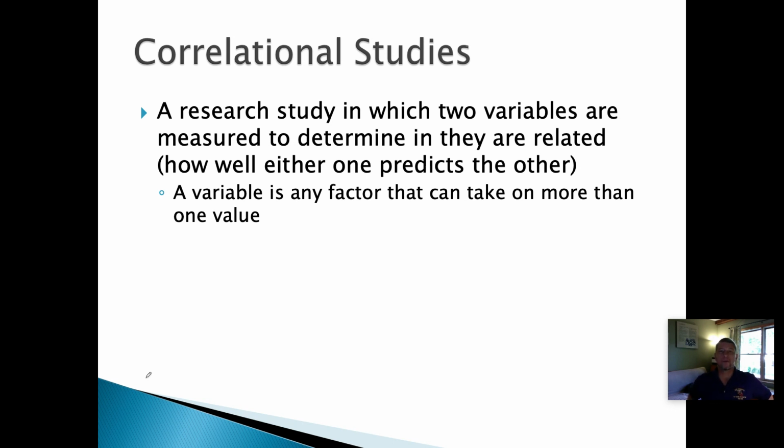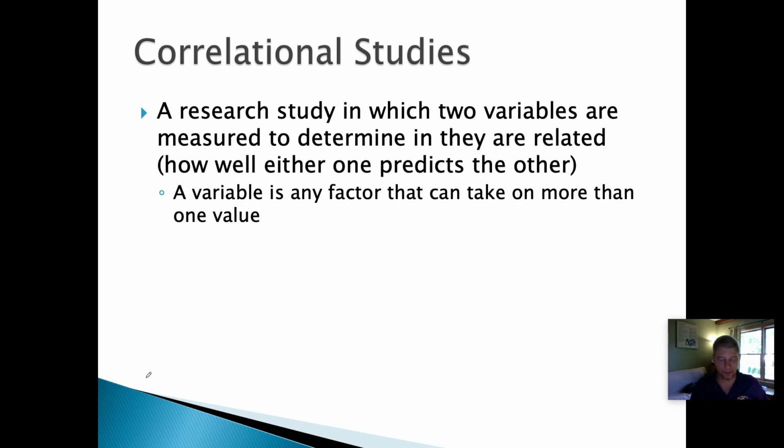Now for the next step, let's talk about correlational studies. This is the second of the three major types of studies. A correlation is simply a relationship that exists between two variables. And so a correlational study is a research study in which two variables are measured to determine in which way they are related. In other words, how well either one predicts the other one.